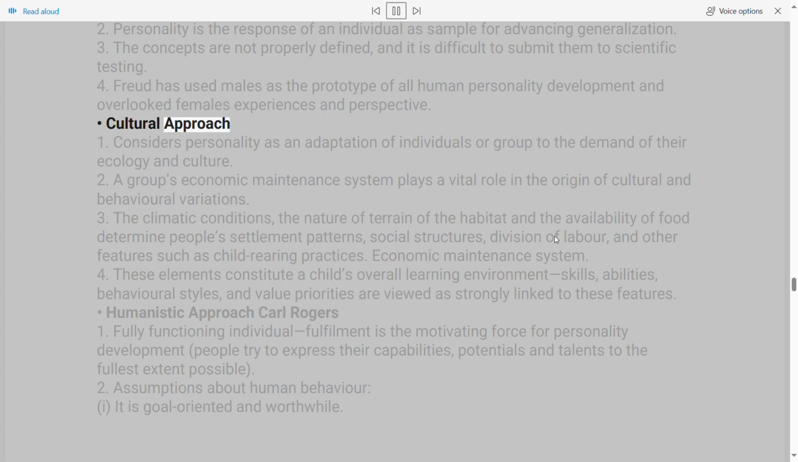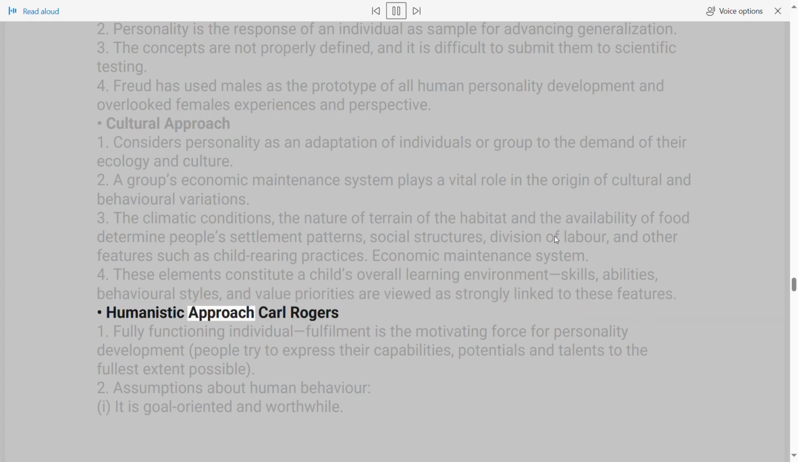Cultural approach. 1. Considers personality as an adaptation of individuals or groups to the demands of their ecology and culture. 2. A group's economic maintenance system plays a vital role in the origin of cultural and behavioral variations. 3. The climatic conditions, the nature of terrain of the habitat, and the availability of food determine people's settlement patterns, social structures, division of labor, and other features such as child-rearing practices. These elements constitute a child's overall learning environment. Skills, abilities, behavioral styles, and value priorities are viewed as strongly linked to these features.